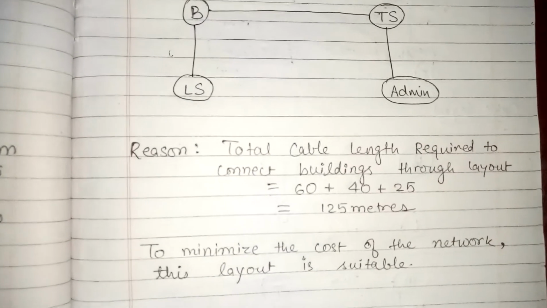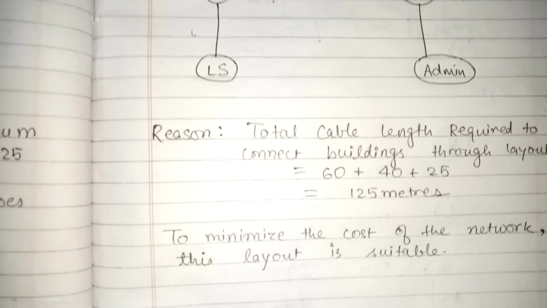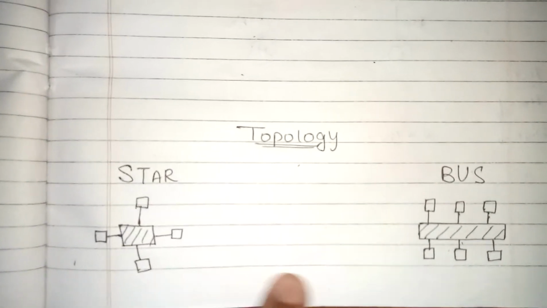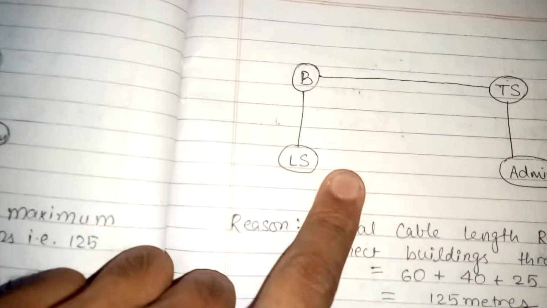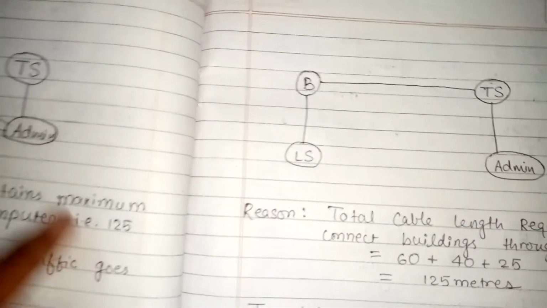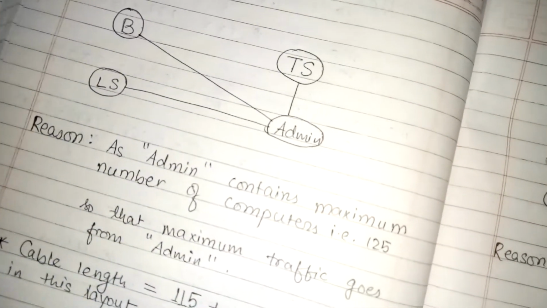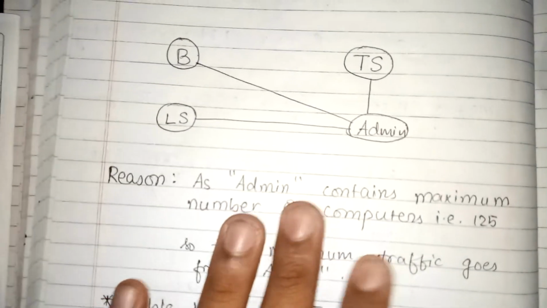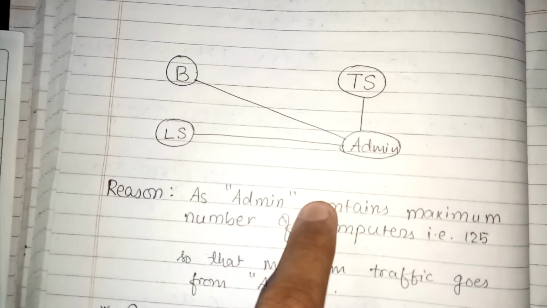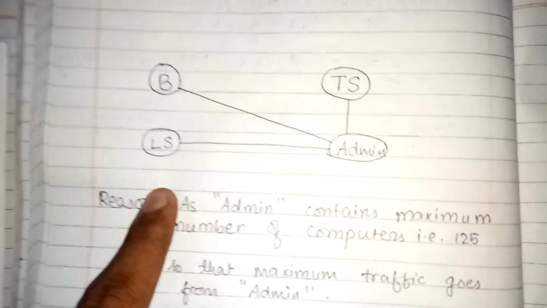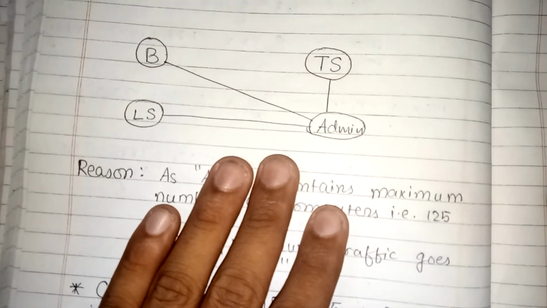Now if we talk about topology selection, these two topologies were being talked about here. You can easily notice that this one is a bus topology, a simple bus topology, and this one is the star topology. Why is it a star topology? Star topology is connected with a switch. Admin contains a switch to which all the buildings are connected. This is star topology. Star topology is far better than the bus topology.